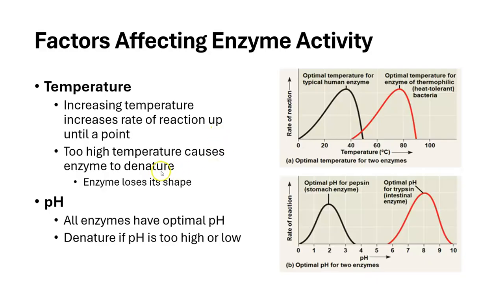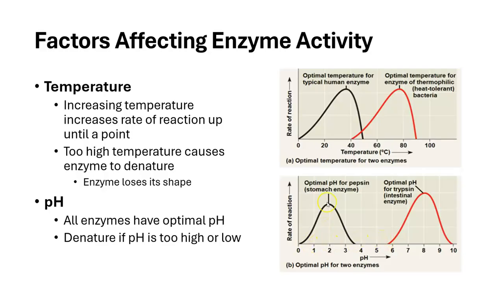When an enzyme loses its shape, we say that it has denatured. Remember, we said structure determines function. If it loses its structure, it cannot function. Okay? Same thing with pH. Most enzymes have an optimal pH at which they can function. And once again, in the graph, pH is increasing from 0 up to 10, right?